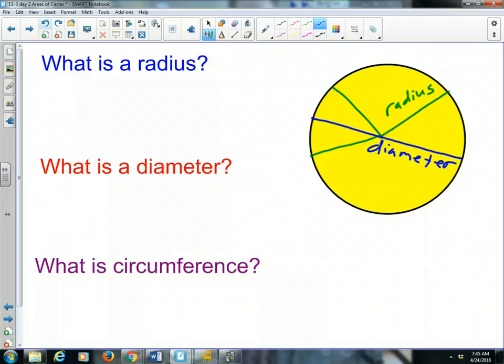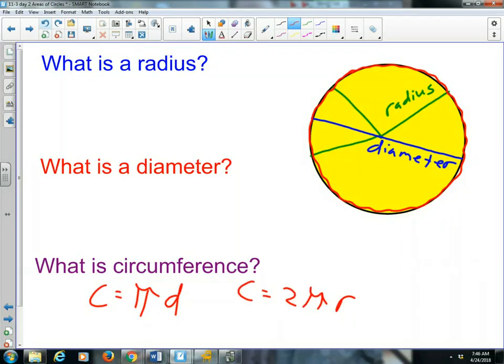And then circumference is the distance around a circle. So the length that goes around the circle. It's equal to 3.14 diameters, approximately. So it's pi times diameter, that gets you circumference, or circumference equals 2 pi times the radius.